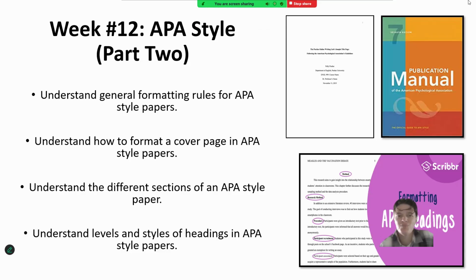Hi, everybody. Week number 12 here. We're looking at APA style part two. So remember, we had part one previously, kind of introducing it. Why do we use it? When do we use it?